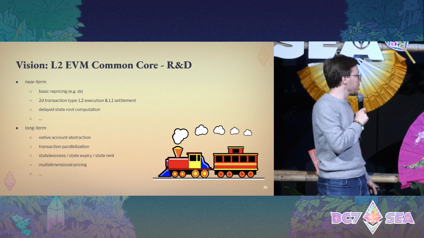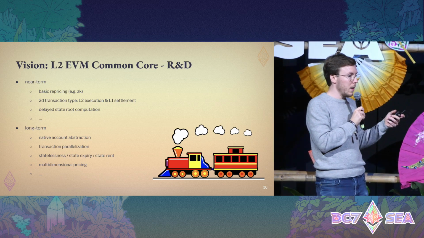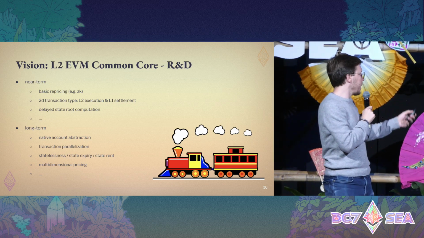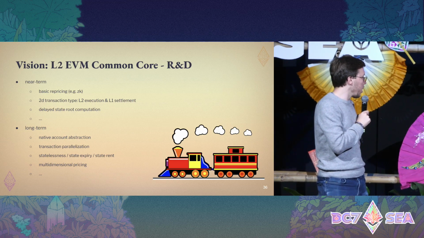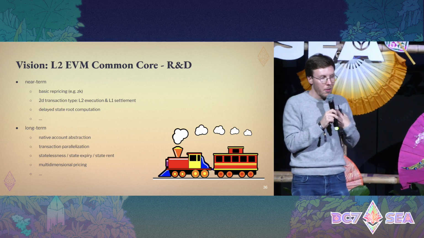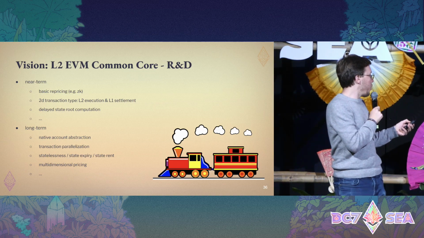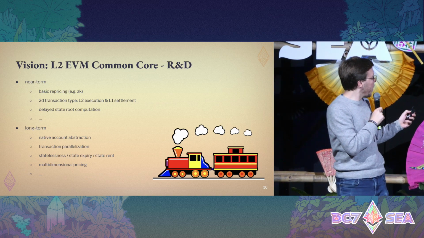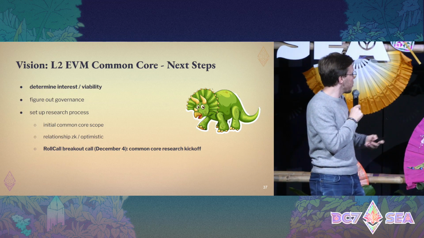Transaction parallelization, state expiry, statelessness, state rent: basically, figuring out a way to manage state and state growth more aggressively. And then something I personally am very excited about, because I've been working on it in the past, is multidimensional pricing. I think we're basically out of time. I only have two quick slides, so let me just rush through them.